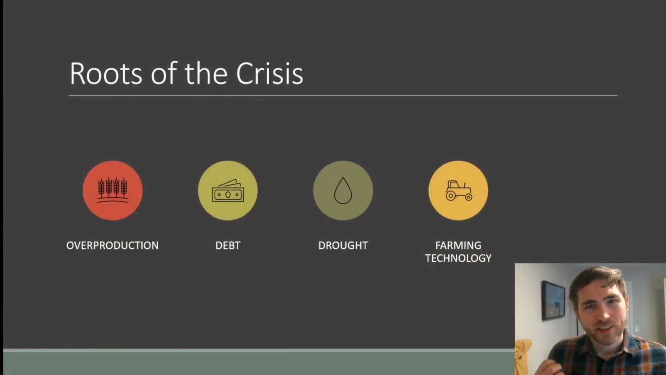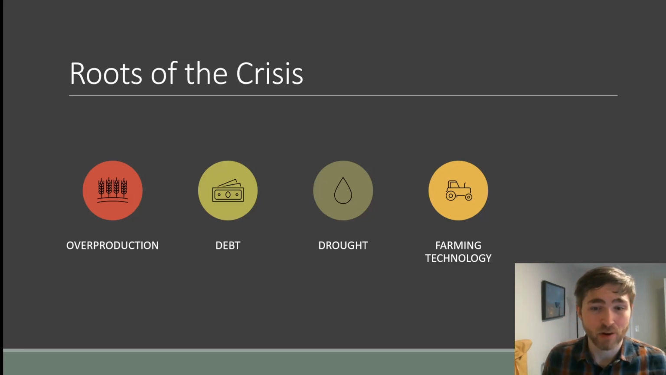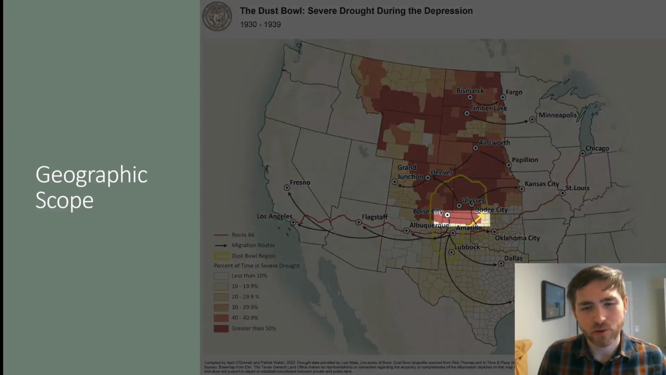And the underlying mechanisms that really made all this happen were overproduction of agricultural commodities, accumulation of debt by farmers, the specific farming technology that was being used in that region at the time, and the droughts really just kind of kicked it all into high gear. The Dust Bowl was widespread, covering much of the central plains of the US, but for illustration, I want to focus for a moment just on these three counties in the panhandle of Oklahoma.